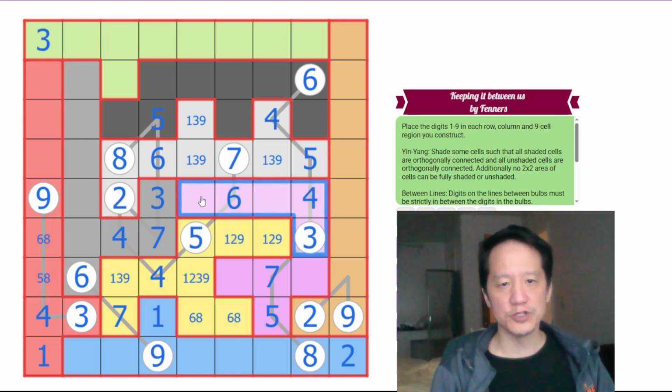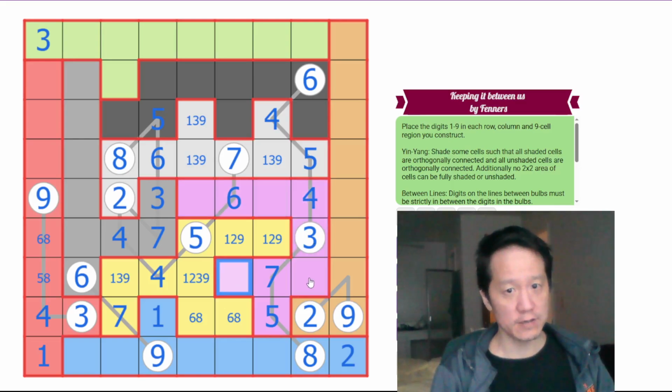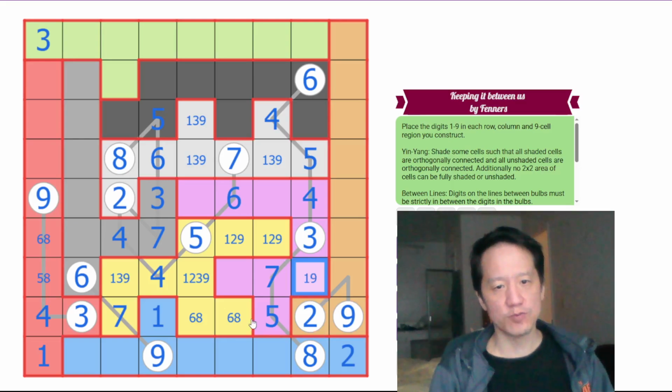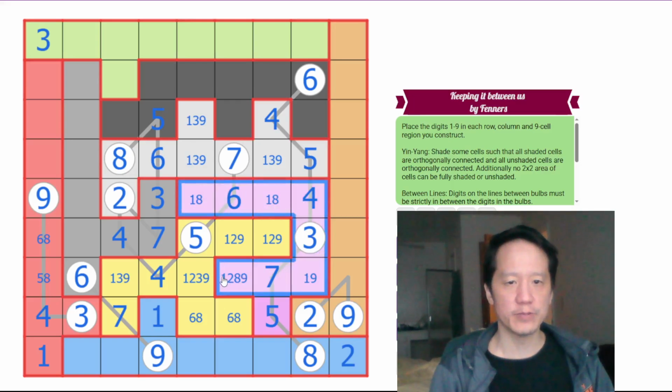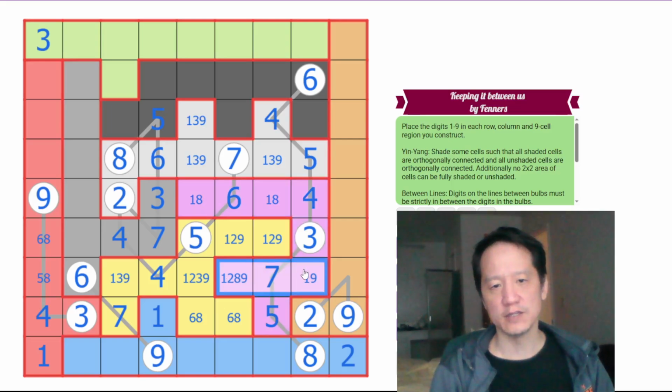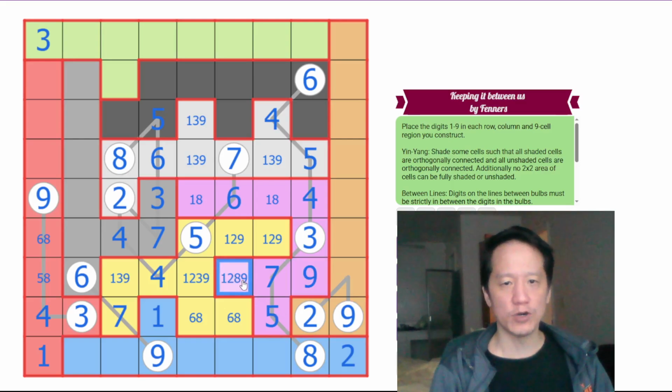In the pink region, we have 1, 2, 8, 9. This can't be 2 or 8, so this is 1 or 9. This could be 1, 2, 8, 9. These can't be 2. So, and it can't be 9. So this is 1 or 8 and 1 or 8. We now have a 1, 8, 1, 8 pair in the pink region, which eliminates 1 and 8 in the rest of the region. This can't be 1. It has to be 9. This can't be 1, 8, or 9. So this must be 2, which means these cannot be 2.